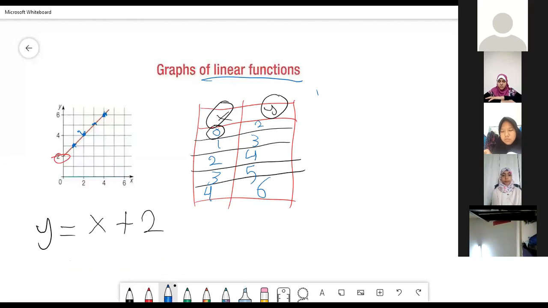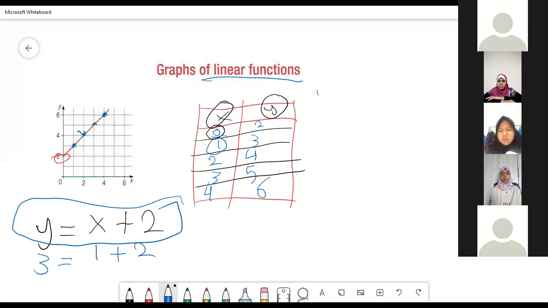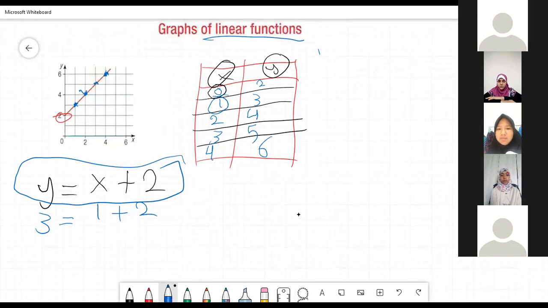So let's try to substitute x with the value 1. So what's going to be y? 1 plus 2. If x equals 1, then y equals 3. According to the table, y equals 3 when x equals 1, not 2, because 1 plus 2 is 3. So this rule is true for this table, right?